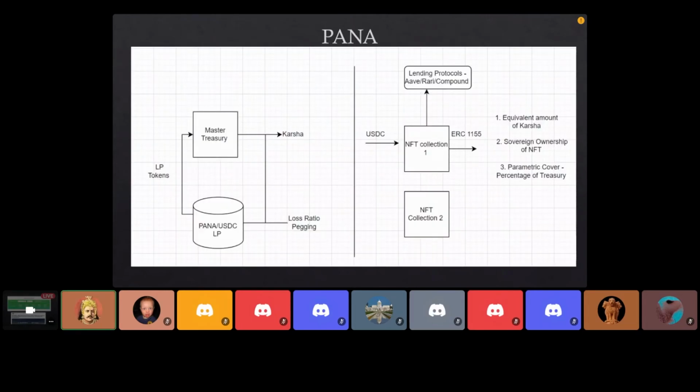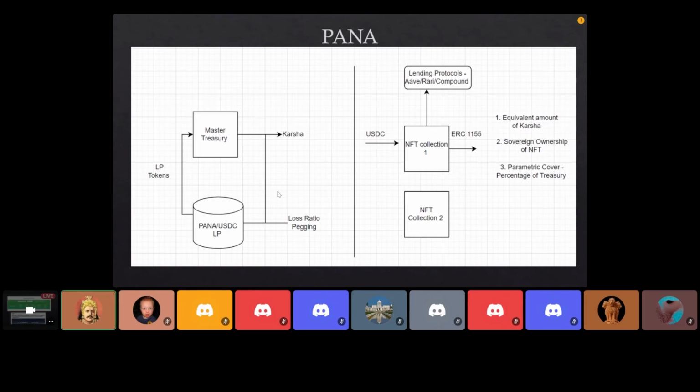So this can be considered as an overview of the PANA protocol. It can be divided into two sections, one on the left and one on the right. The assurance NFT is on the right, and whatever we are doing right now, phase one, phase two, and phase three launches, those cover the launch of the master treasury.